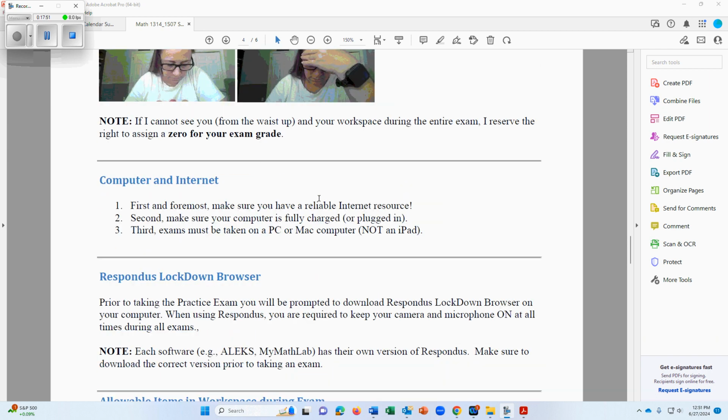So here are just some things to keep in mind. First and foremost, make sure you have a reliable internet resource. Make sure your internet is working well. Second, make sure that your computer is fully charged or plugged in. And then third, the exam must be taken on a PC or a Mac computer, not an iPad. I think recently Chromebooks are working now too. So I believe Chromebooks will work, but no iPad.